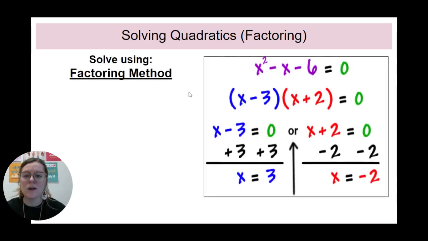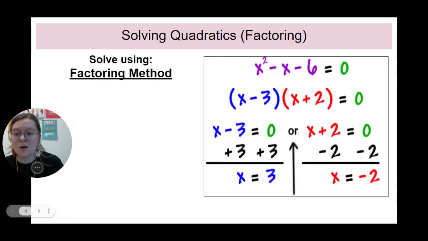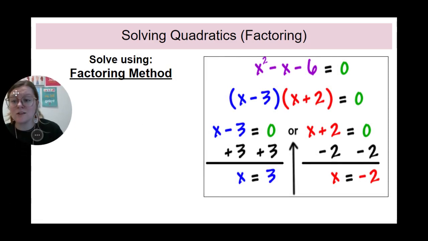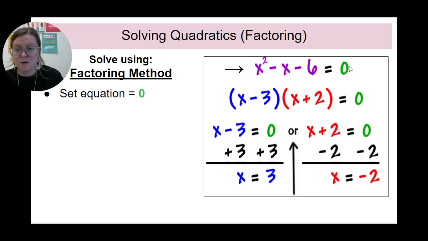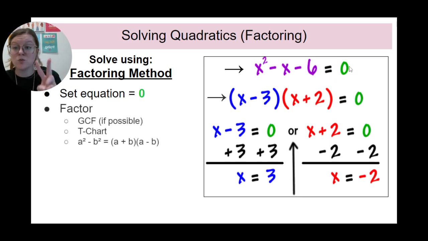Okay, so when we are factoring, here are the steps. Step number 1, like I said before, we need to make sure that our equation is set equal to 0. That is always step number 1. Step number 2 is we are going to factor the x squared minus x minus 6. This one has 3 terms, so I'm going to use my rainbow method. I'm factoring that into x minus 3 times x plus 2.